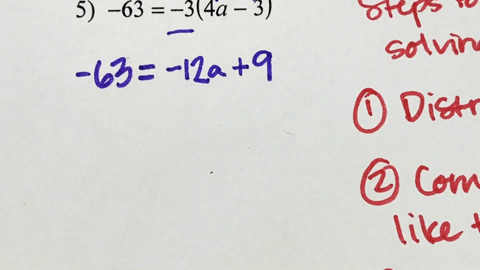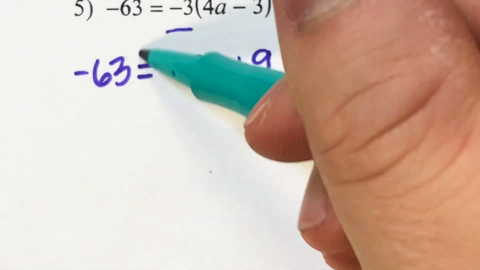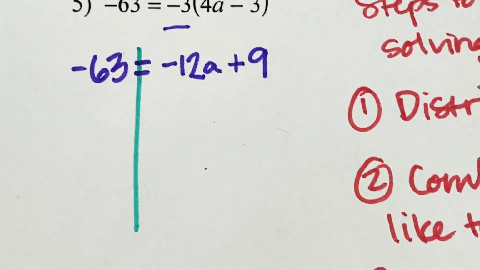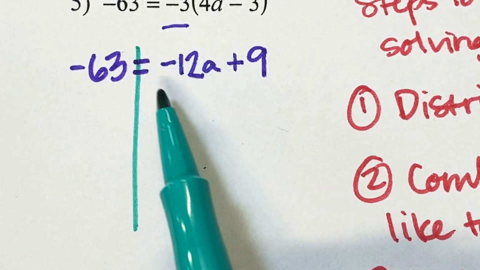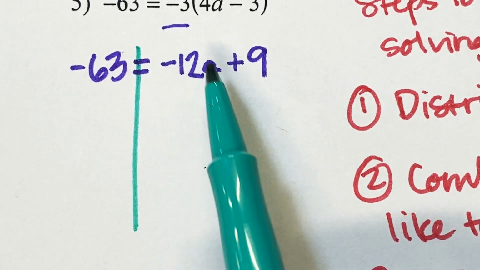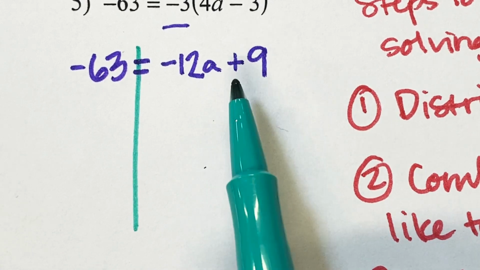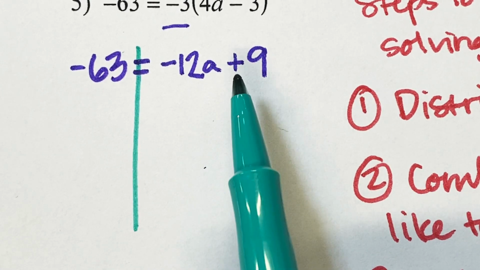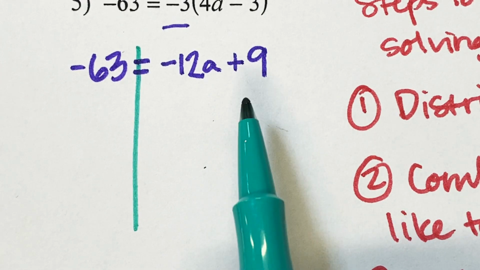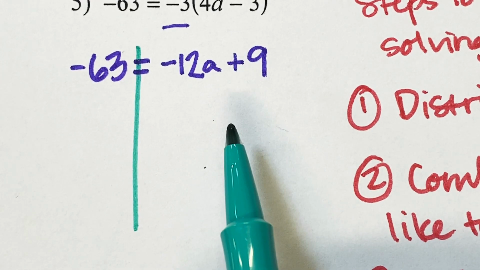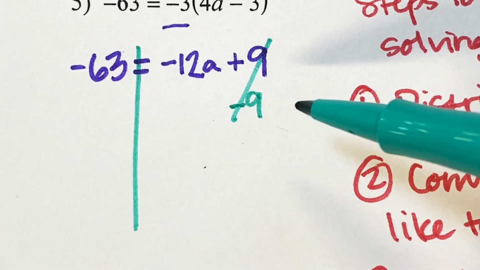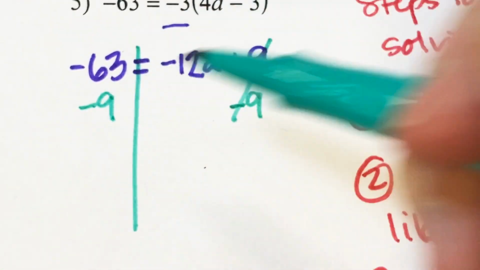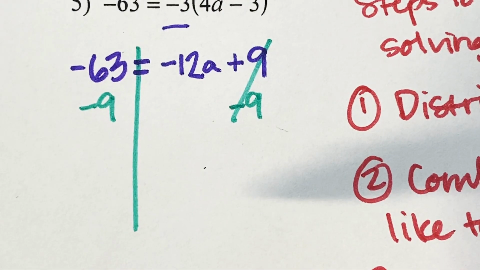Okay, so coming back up here, let's go ahead and solve for the variable. So we're going to draw our line down our equal sign. And we need to get rid of this +9 and this -12. The -12 is being multiplied to the a, so it's the closest one to the a. We need to get rid of the one that's farthest from the a. So we need to get rid of this plus 9 first. And what is the opposite of plus 9? It is minus 9. So we need to get rid of it by doing the opposite, but you must do the same thing to both sides. So we subtract 9 from both sides.